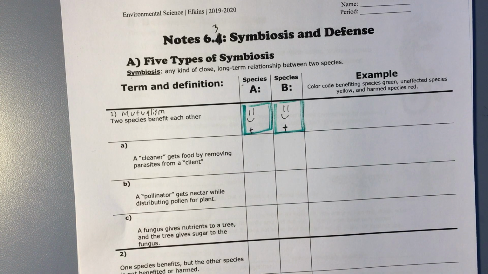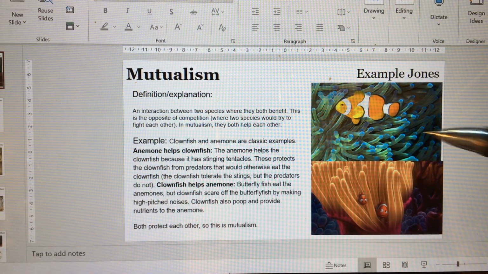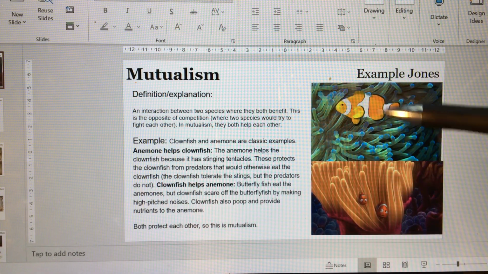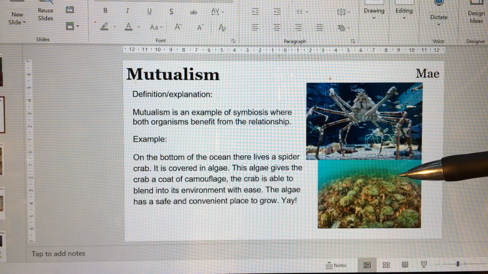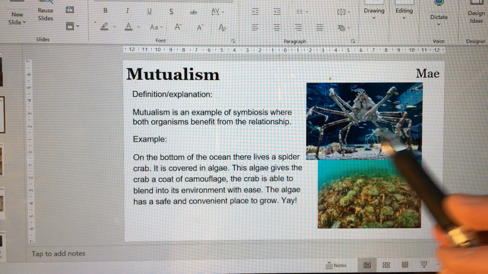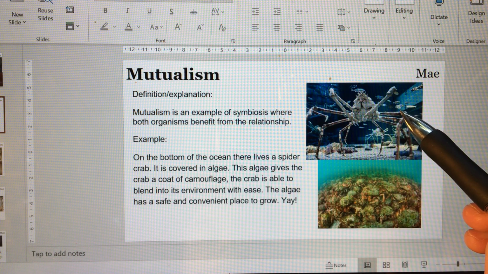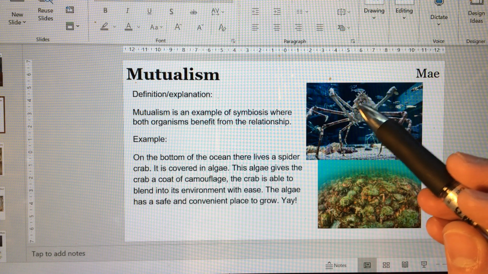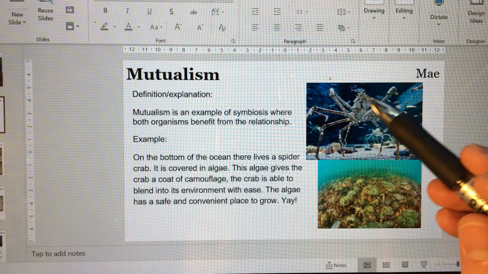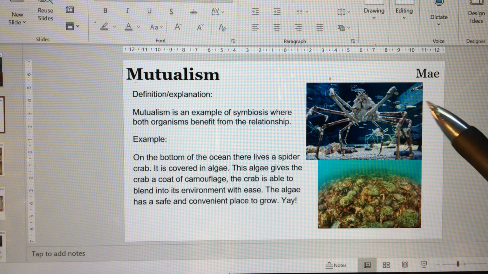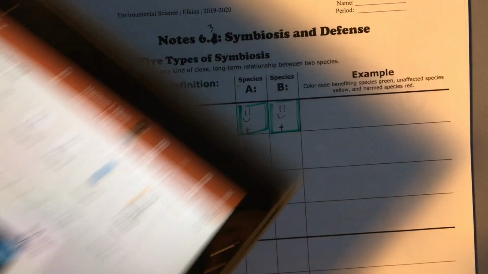And the most common type of mutualism that you guys might know is when a clownfish is with an anemone, they both benefit each other. You read a little bit about that. They found this example. Basically, there's a crab spider, it lives on the bottom of the ocean. It's covered in algae. And so the algae benefits the crab because it gives it camouflage. And then the crab benefits the algae because it gives it a place to grow and to be its home. So there's a benefit that both offer each other.